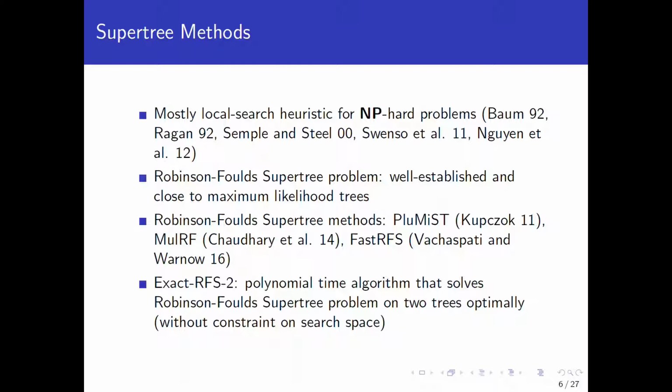Those methods, like we mentioned, either use local search heuristics or solve the problem optimally, but only in a constrained search space. In contrast, our algorithm exact-RFS2 is a polynomial time algorithm that solves the Robinson-Foulds supertree problem on two binary input trees optimally without any constraint on the search space. Because this algorithm solves Robinson-Foulds supertree problems on two input trees optimally, a pipeline that uses this algorithm can be statistically consistent.